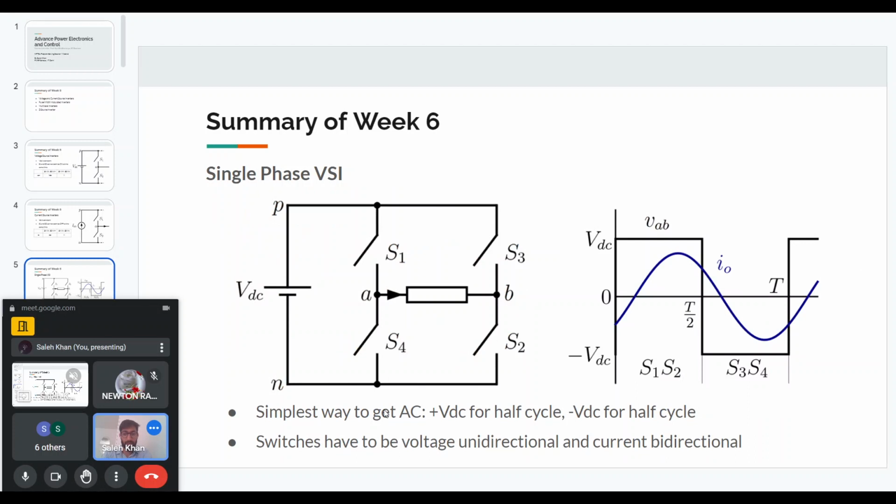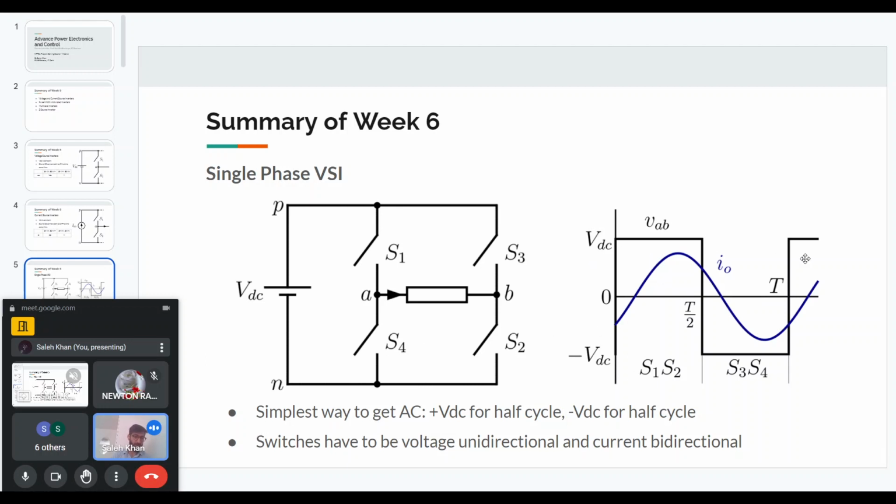So after this, we talked about how the VSIs and CSIs work for single phase and three phase operation. Here I've shown a single phase full bridge VSI, and the simplest way to get AC is 180-degree operation. Otherwise, pulse width modulation, single pulse, multi-pulse, or sinusoidal pulse, is more complex. The simplest way is to have S1 and S2 turned on for half cycle, and for the next half cycle, S3 and S4 will be turned on.